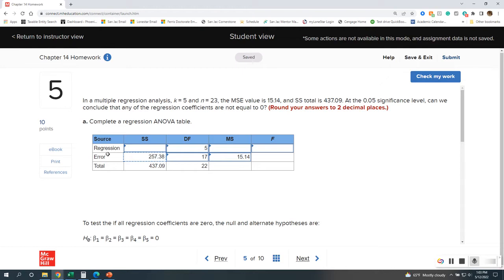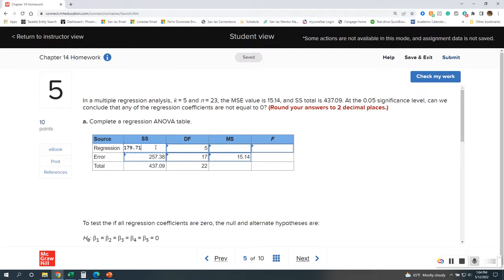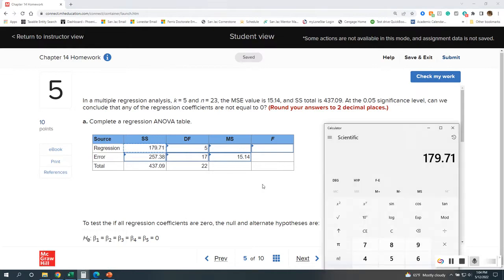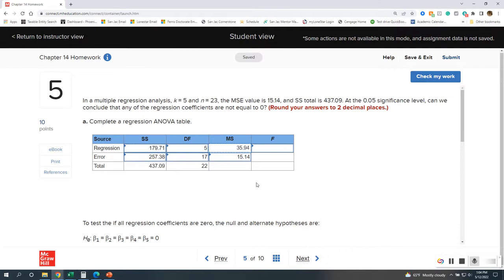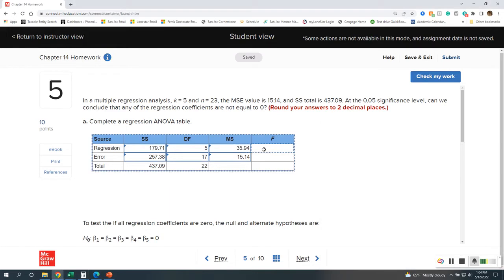Okay, then we know regression plus error equals total, or them added together equals total, so we're going to just subtract. So 437.09 minus 257.38 was 179.71. Divide by 5. 35.942. That just leaves us with the F statistic, which is just these two divided by each other. So, calculator, 35.94 divided by 15.14 gives us 2.37.